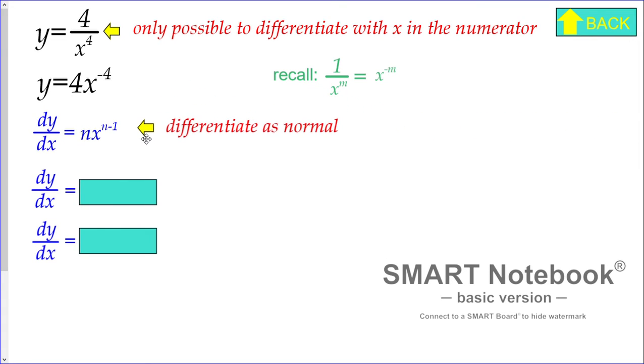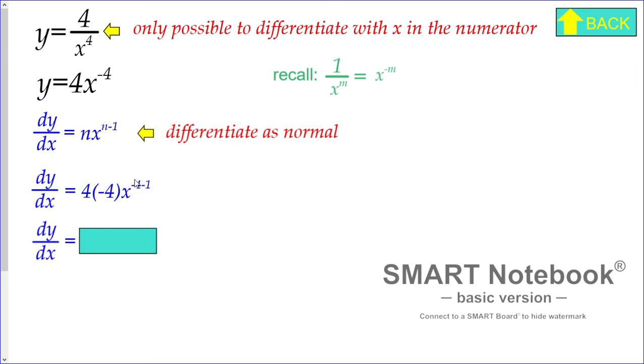Now, differentiate as normal. We bring the exponent down and multiply. Minus 4 times 4 is minus 16. And then we take away 1 from the exponent. We are taking away 1 from minus 4. We're going lower. So minus 4 minus 1 is minus 5. And that is the final result. This function will give you the gradient at any point in x on this curve right here. Okay?